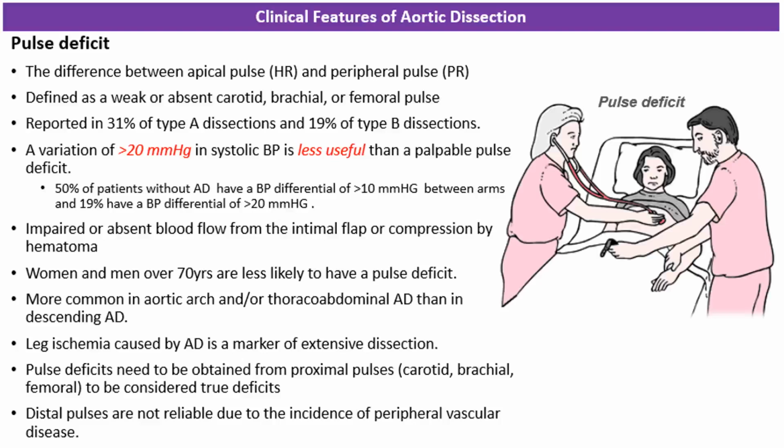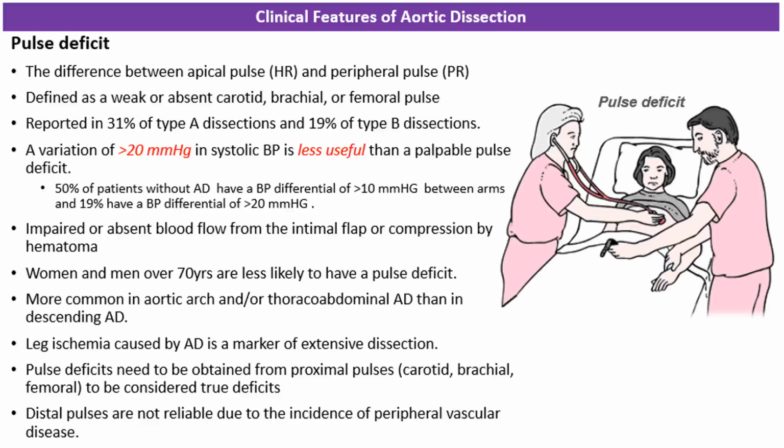A considerable variation, of more than 20 mm Hg, in systolic blood pressure may be seen when comparing the blood pressure in the two arms. A BP differential of more than 20 mmHg between arms is historically reported as a significant clinical predictor. However, studies have demonstrated that 50% of patients without aortic dissection also will have a BP differential of more than 10 mmHg between arms, and 19% have a BP differential of more than 20 mmHg. Therefore, BP differential is less useful than a palpable pulse deficit.